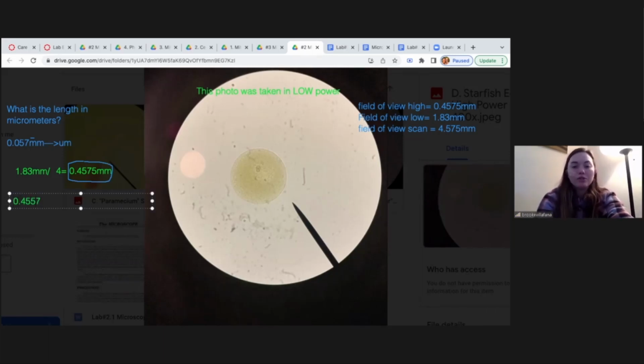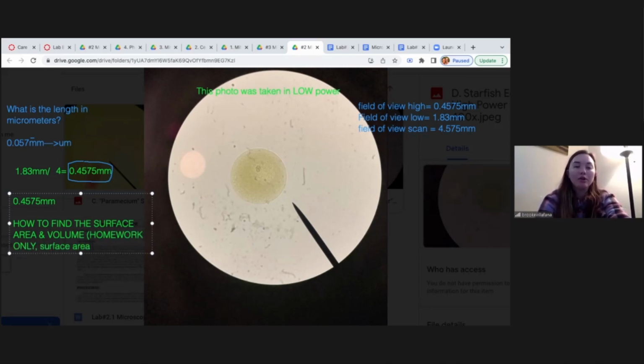Okay, so just to be clear what we're about to do next, I'm going to show you how to find the surface area and volume, and I'm just doing this for the sake of your homework. I'm going to write homework only. The surface area and volume are not on the exam.